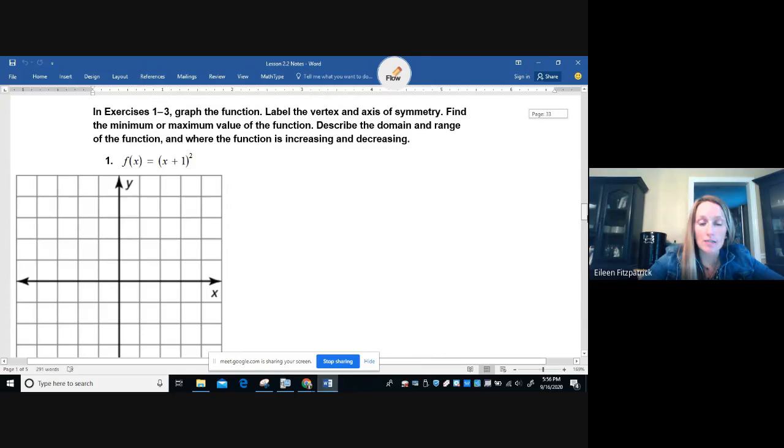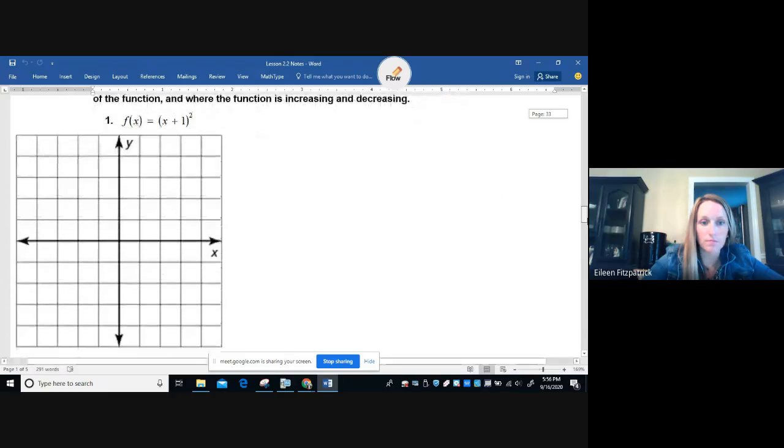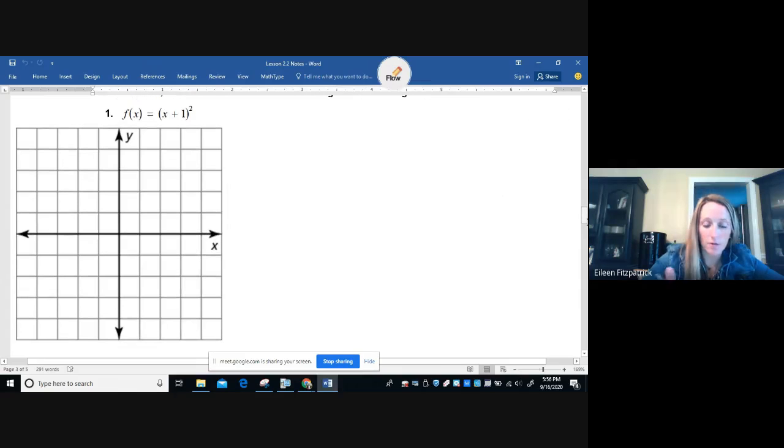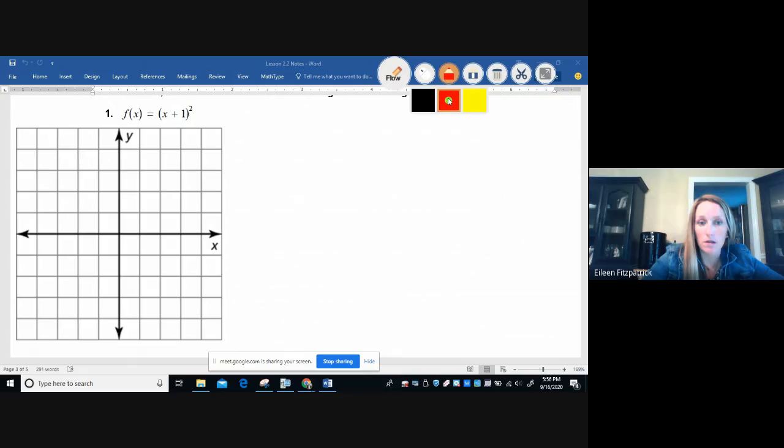We are asked to graph, label the vertex and the axis of symmetry, find the min or max value of the function, describe the domain and range of the function, and then explain where it increases and decreases. So we have a lot of work to do for each problem. This function is actually written in the vertex form that we worked with in our last lesson, so let's look at it in vertex form, and I'll review that as we do it.